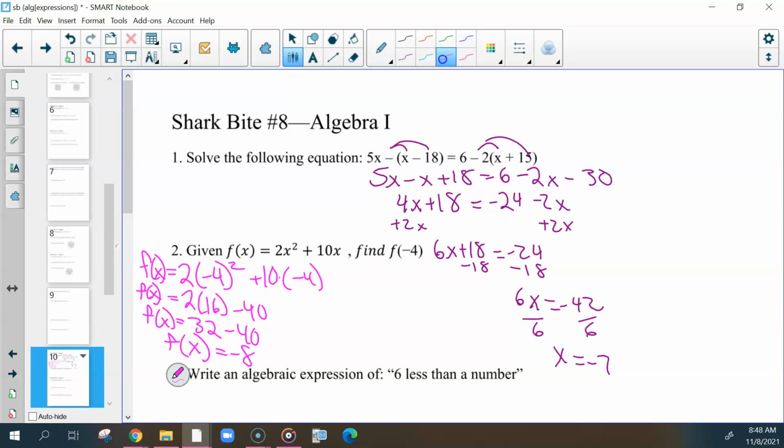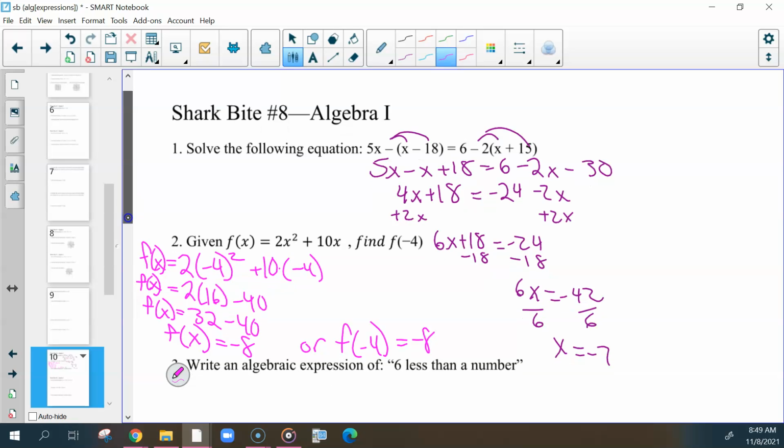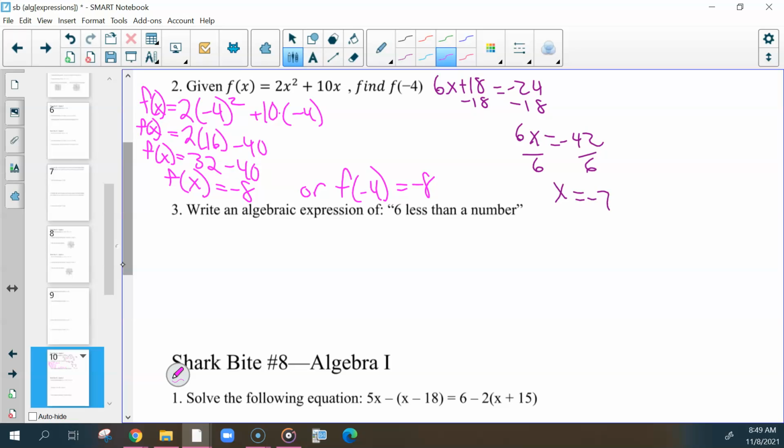So you could put f of x equals negative 8 or f of negative 4 equals negative 8. Either of those work. Questions on that one? For number 3, 6 less than a number would be some variable minus 6.